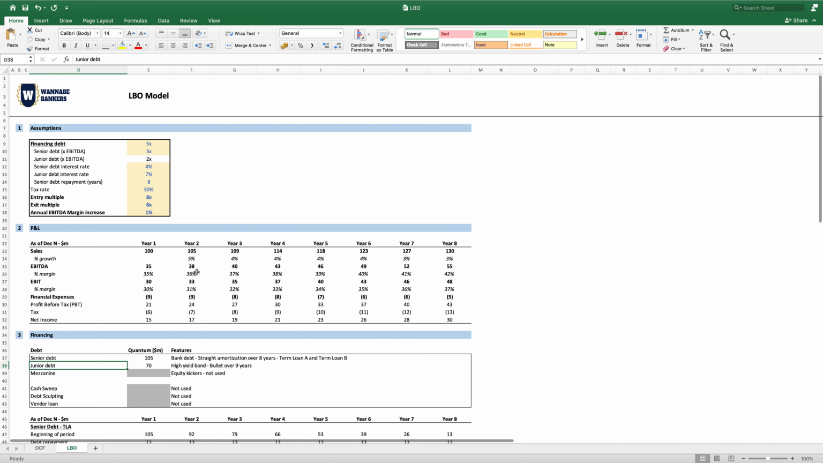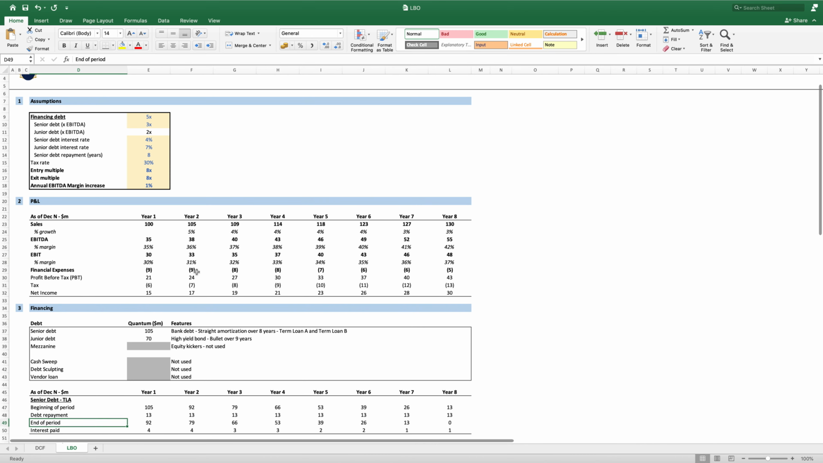The junior debt can take several forms. Here I assume that it takes the form of a high yield bond, bullet, over 9 years. Bullet means that only interest payments occur until maturity, and at maturity the principal is fully paid, so there is no repayment of principal until maturity.